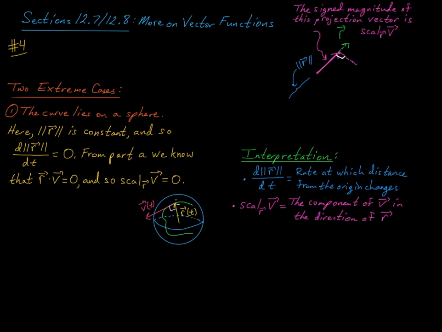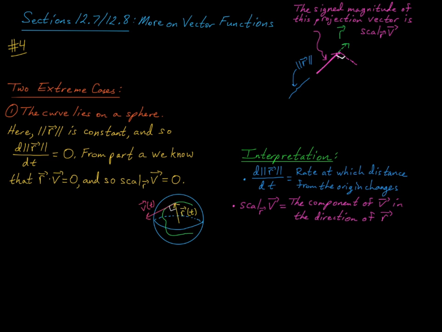In this scenario, the velocity does not point in the direction of R at all. The component of V in the direction of R, in fact, is 0. And as a consequence of that, our distance from the origin never changes, and so we are stuck on this sphere centered at the origin.